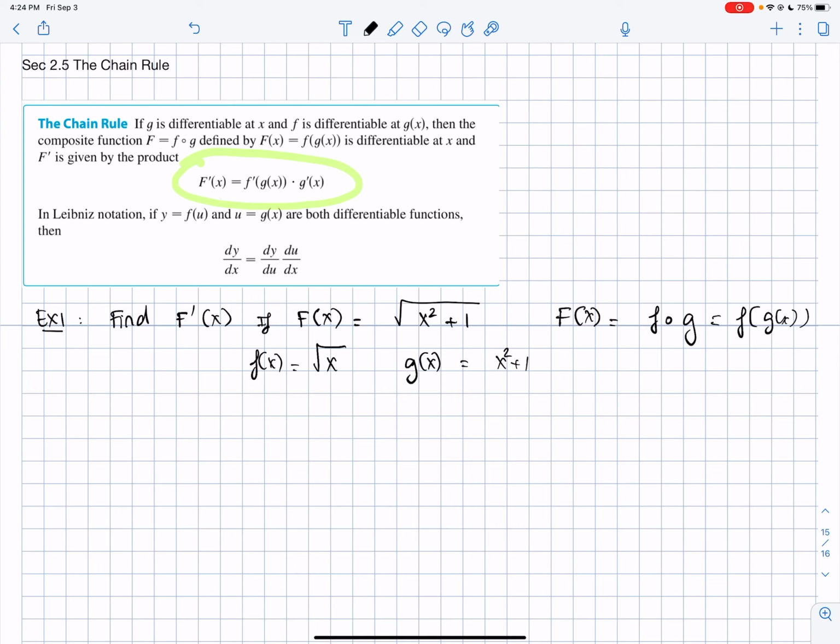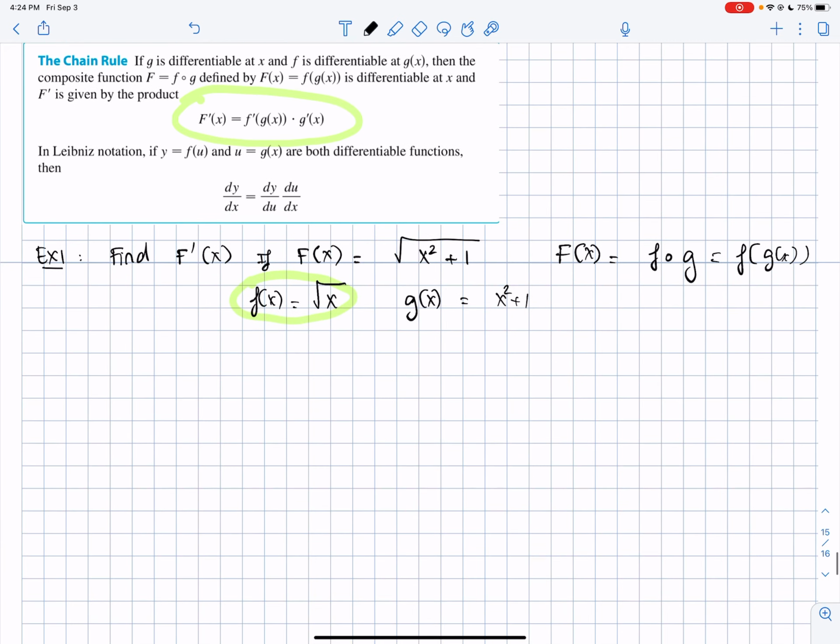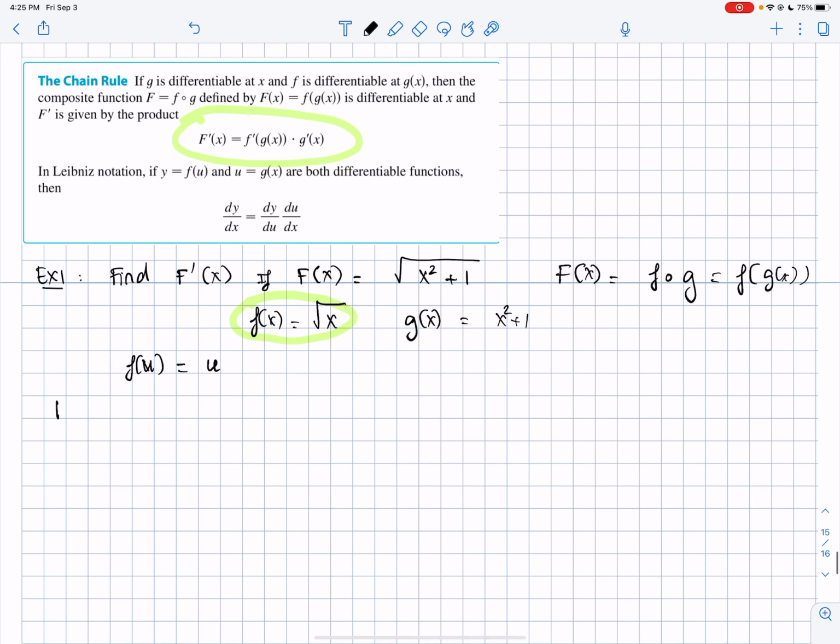Since we do not have square root of x only, I'm going to change this a little bit. So instead of having f of x, I'm going to make it f of u, because we don't have square root of x, right? We have square root of something. So we're going to make it u. Then apply the formula above.